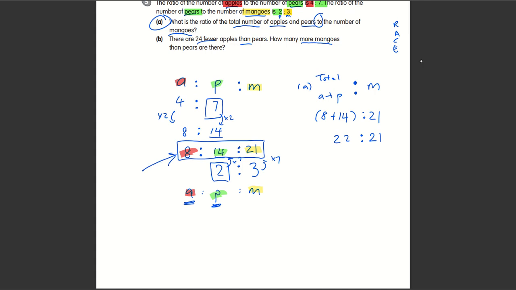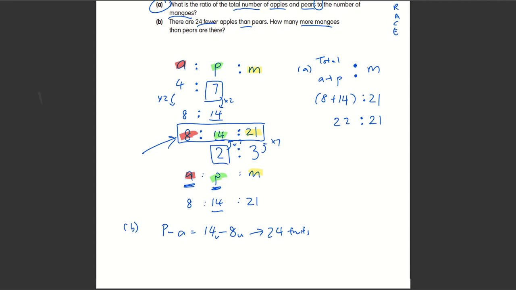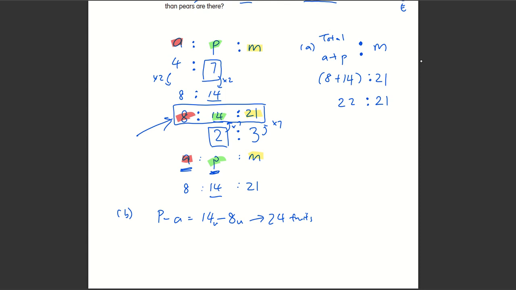If I use this ratio to work on things, because it has an apple, pear, and mango on a single row, I'm going to write it down here. 8 is to 14 is to 21. And I solve the next question, part B. Fewer apple than pears. So pear is more. Pear minus apple. That will be 14 minus 8 units. That is 24 fruits. So that would mean 14 minus 8, 6 units is 24 fruits.